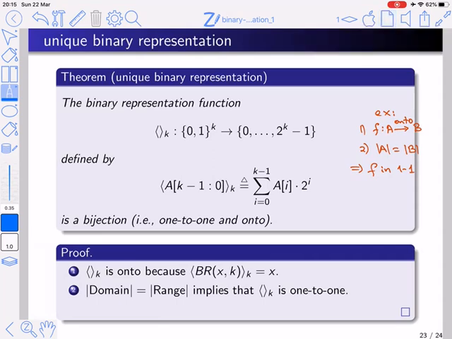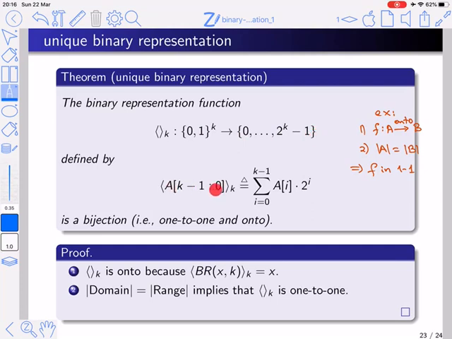We want to prove now the second question that we discussed, and that question is that every number in the range 0 to 2 to the power of k minus 1 has a unique binary representation. For this purpose, let us consider the function defined by these triangular brackets applied to binary strings of length k. For every such binary string, it assigns a value between 0 and 2 to the k minus 1. This is something that we have already seen.